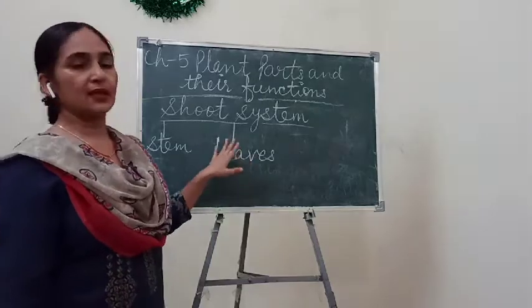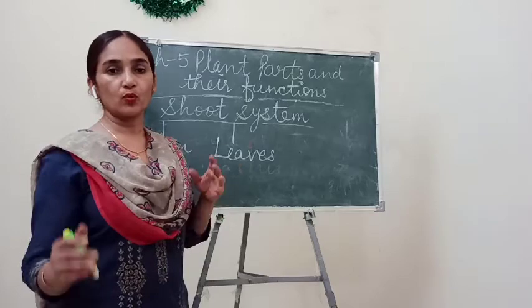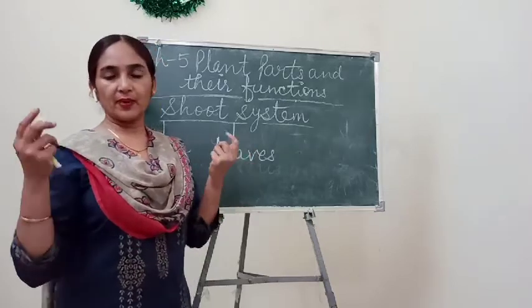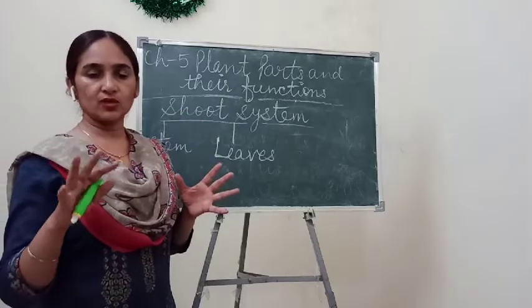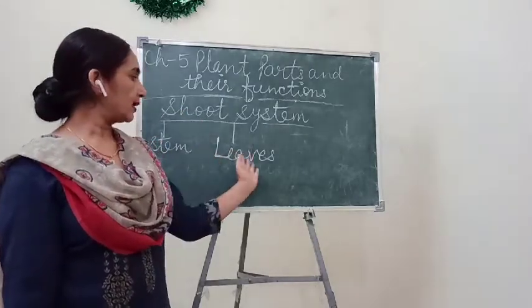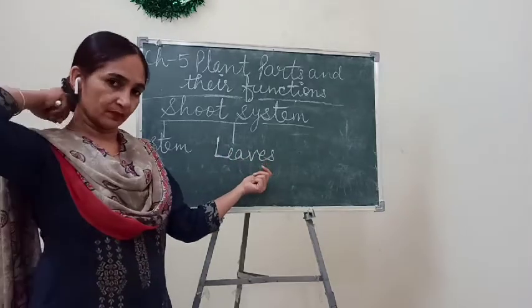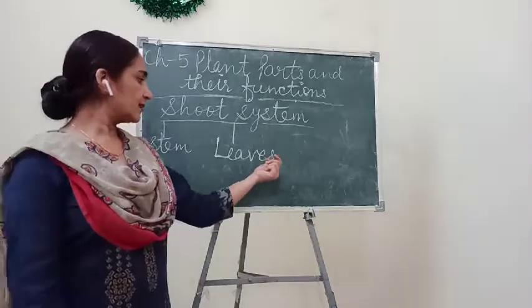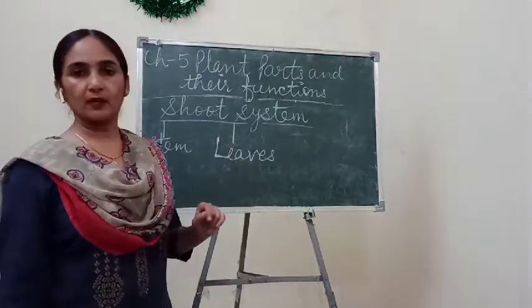Because of this, leaves are also called the kitchen of the plant, because where food is prepared, we prepare food in the kitchen, so that place is called kitchen. And here also food is prepared in these leaf parts. That's why these are also called the kitchen of the plant.